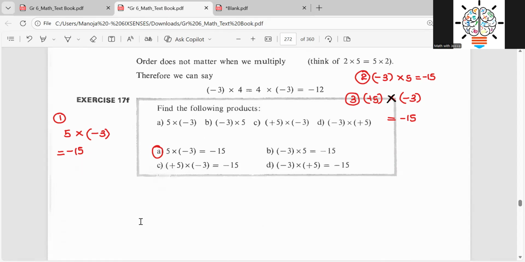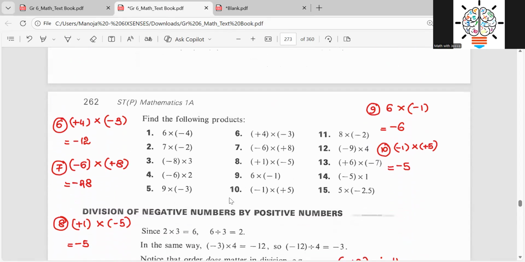Sometimes they might just give you the numbers like 5 times negative 3, and sometimes, like in example C and D, they will show the positive values also inside the bracket with the positive sign. Sometimes they just use it as 5, and sometimes they will give it as positive 5. You know, either they have given it with the sign or without the sign. If you have just the number, it is a positive number, right? So the same thing we want to do.